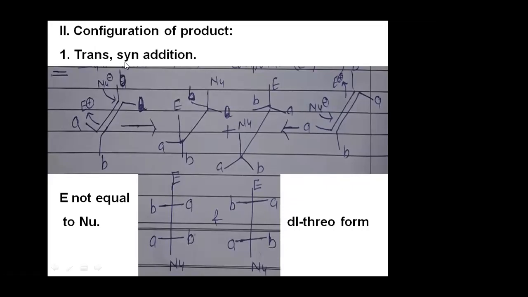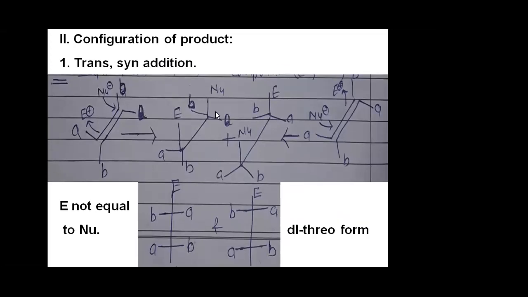If this is trans and the type of addition is syn, then you can see the nucleophile and electrophile both come from the same side. Suppose the nucleophile attacks the back carbon and the electrophile attacks the front carbon, then you can see the nucleophile comes at this place and the electrophile comes at this place, and this is actually the eclipsed form.